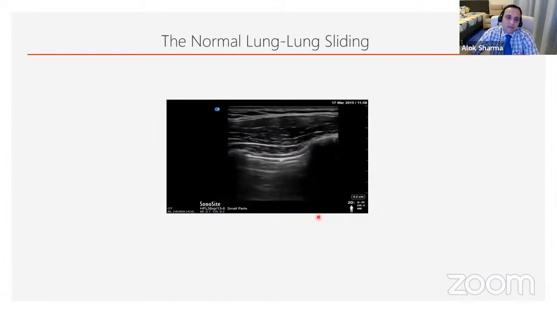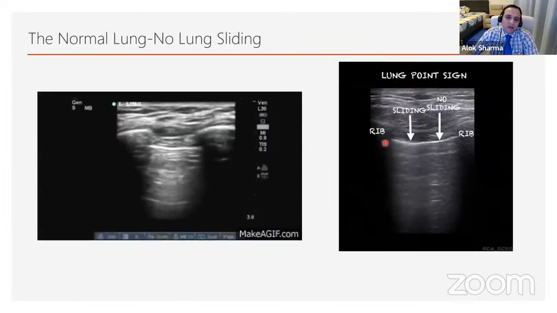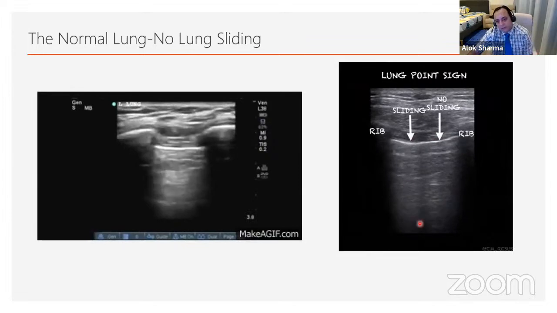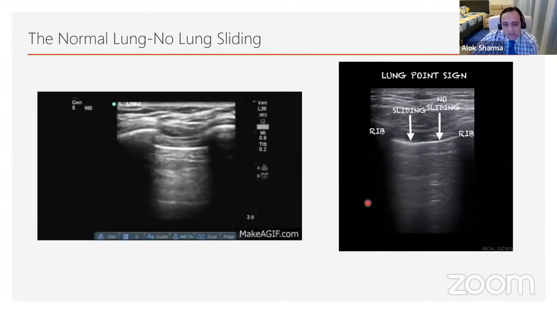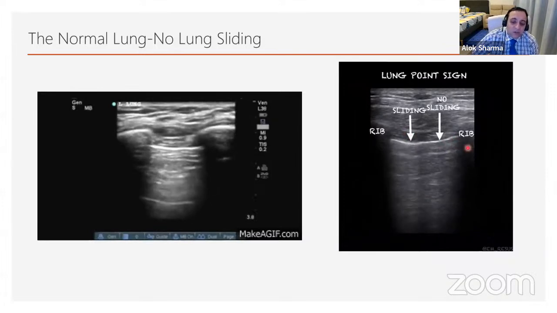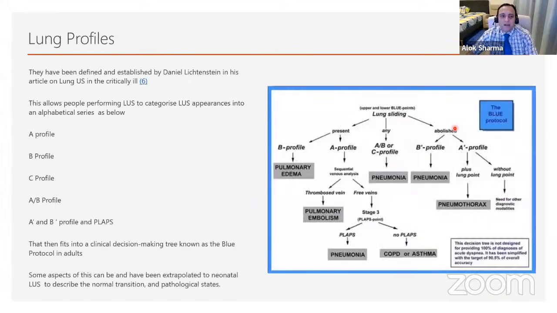Again, sliding on the slide on the right is clearly visible. It's not visible on the left. And you might think, is there no sliding on the left, or is there a little bit of sliding? So what you can do is put M mode over here, as I'll describe. And what you'll see in this area is a classical seashore sign. But in this area, what you'll see is a barcode sign. So again, it's very important that you use standardized terminology to describe that. And I would say stick to one thing in your department. Lots of people get confused between the seashore, the sandy beach, the barcode sign and the stratosphere sign. Just stick to one terminology, whatever you like, for everybody.